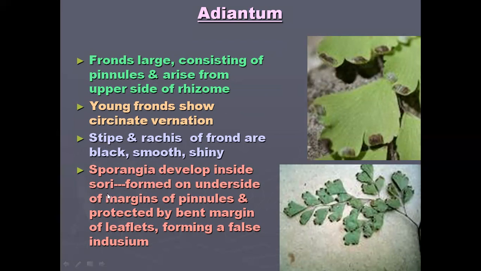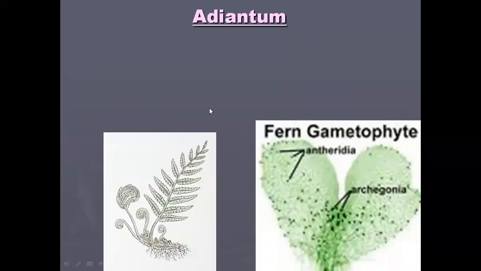Sporangia develop inside the sori. Sori are present on the underside of the leaves. This is the underside of the leaf. Sori are actually collections of sporangia, and these are protected by a transparent cover, which is called the false indusium during the young stages. Right. Circinate vernation.